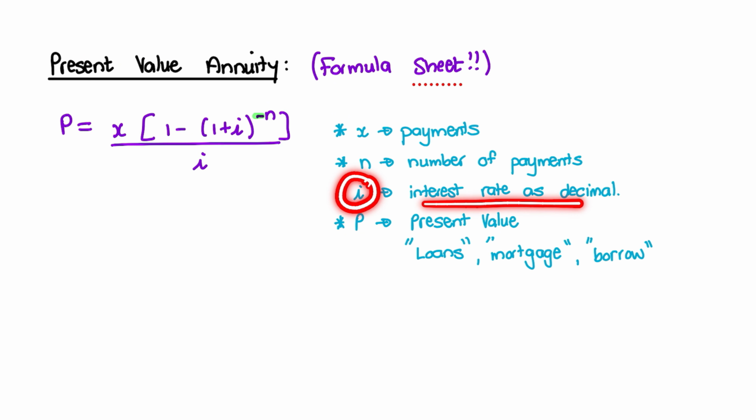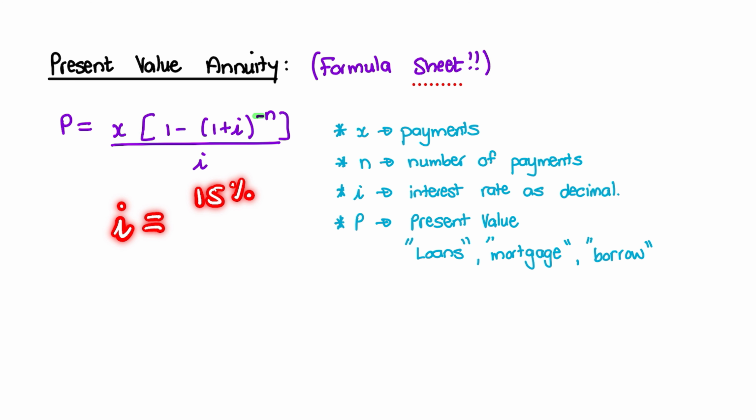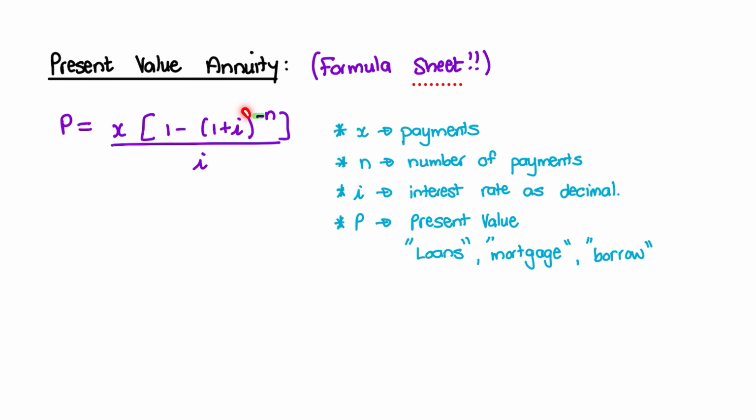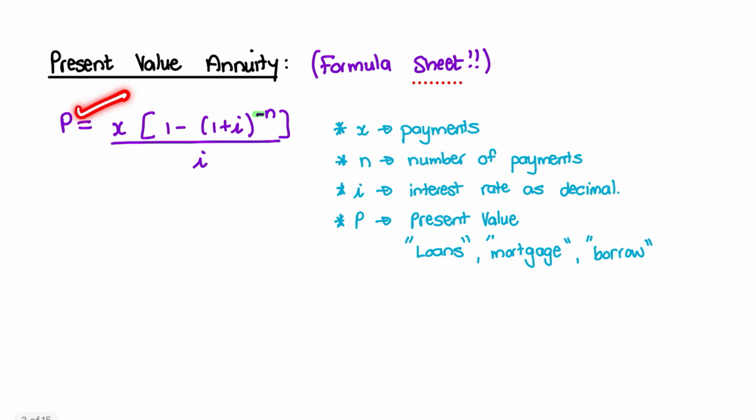I is the interest rate as a decimal, and again, as I explained in the previous video, if I say the interest rate is 15% compounded quarterly, then you would say I is 15% divided by 4. Another way to say that is 0.15 divided by 4. And you'll notice there are two places in which we can substitute I into this formula.